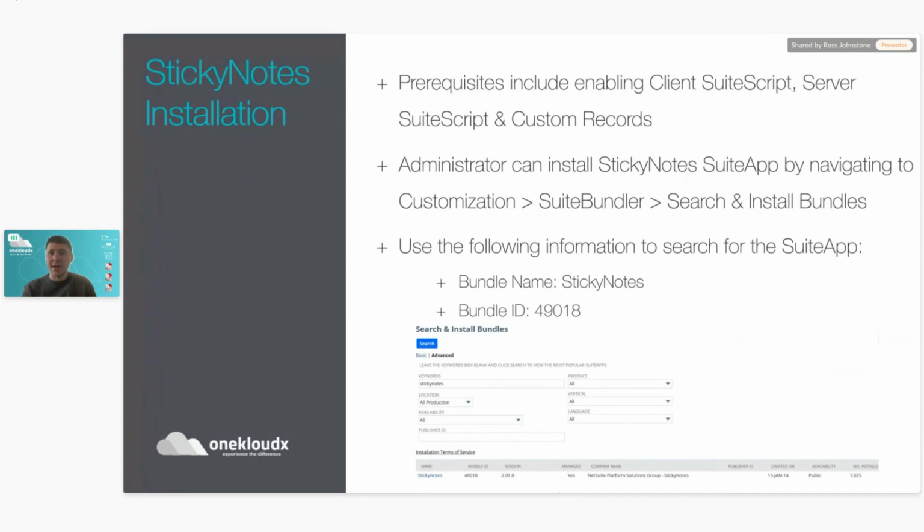Those are enabling the client suite script, server suite script, and the custom records functionality within NetSuite. Now, an administrator, once these prerequisites have been enabled, can install the Sticky Notes Suite app by going to Customization, Suite Bundler, search and install bundles, and then looking for the bundle either by the bundle name or the bundle ID. And from there, there's just a couple of steps to install, and from there, you are ready to configure the Sticky Notes Suite app.